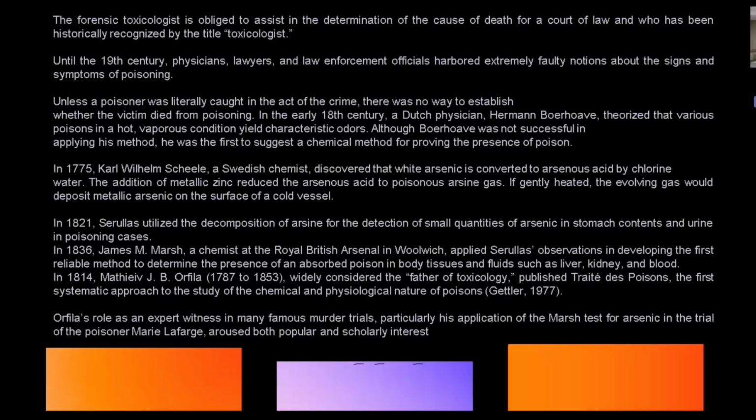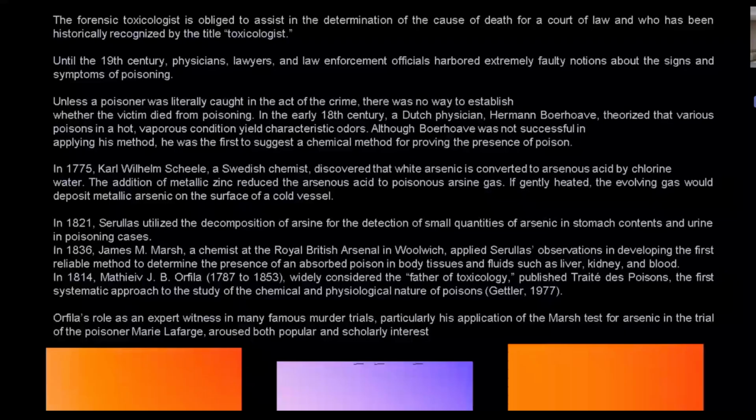So these are two instances where white arsenic is converted to arsenic acid by chlorine water, and there was exposure to this poisonous arsine gas. This gas, when it came, was deposited, so they were able to know there was arsenic toxicity. Similarly, through the stomach content and urine content in 1821, Sarlas were able to understand the presence of arsenic, and they said that from this compound we are able to know which toxicity has occurred. Similarly, they also found that in the body tissue, in the liver, kidney, or blood, there is an amount of toxin and the toxicity has occurred.